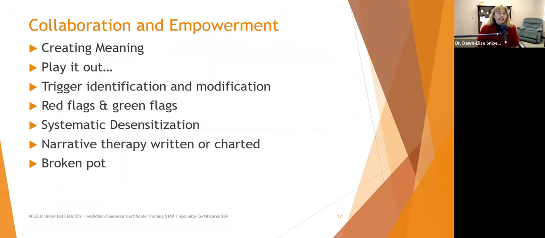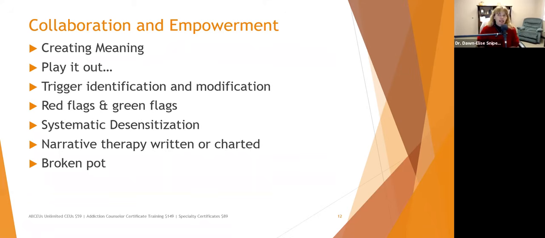Have them create meaning, and this needs to be approached delicately. Creating meaning from what happened. Yes, it is unfortunate. Whatever it was, it was traumatic, and it stinks that you had to go through that. How can you create meaning from it? How did you grow? How did you become stronger? What can you get out of it?